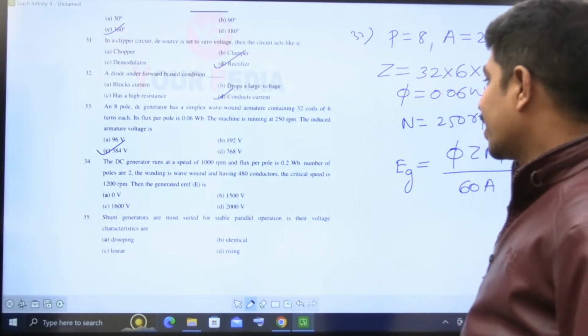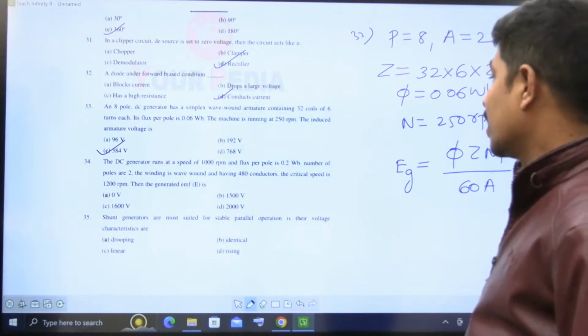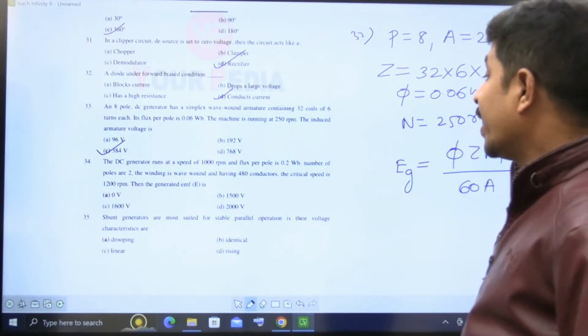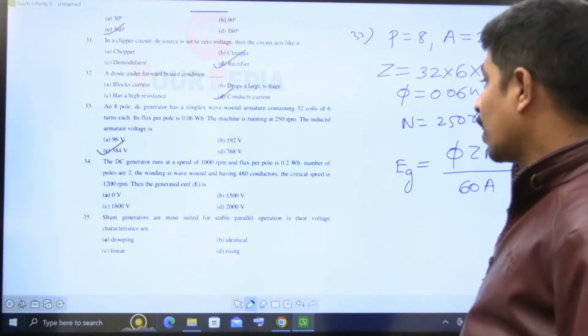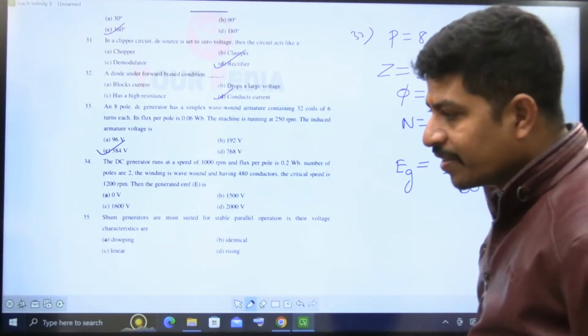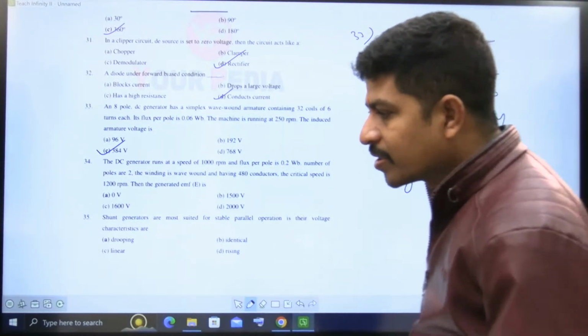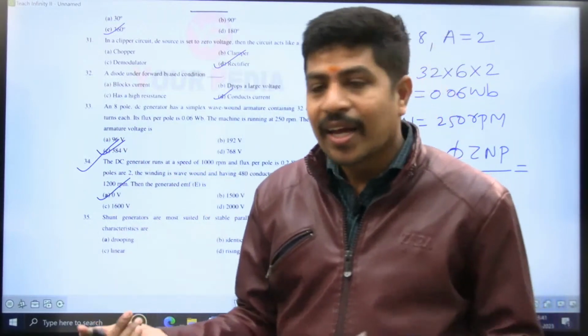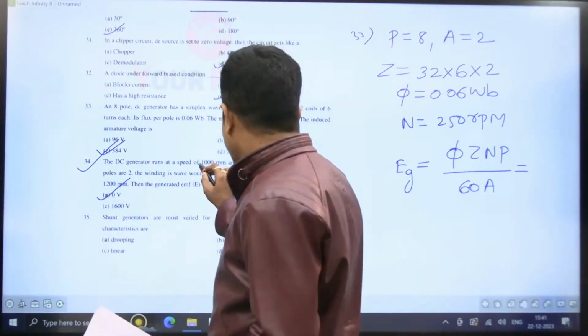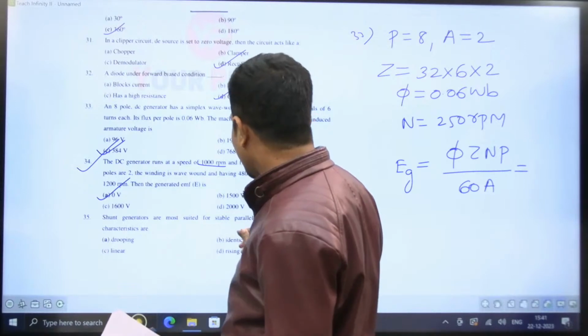The DC generator runs at a speed of 1000 RPM and flux per pole is 0.2 Webers. Number of poles are 2. The winding is wave wound and having 480 conductors. The critical speed is 1200 RPM. Then the generated EMF is 0. Why? The running speed is less than the critical speed.